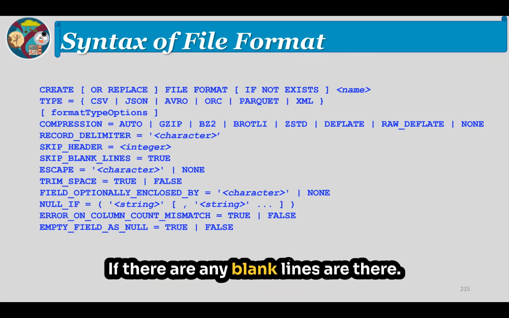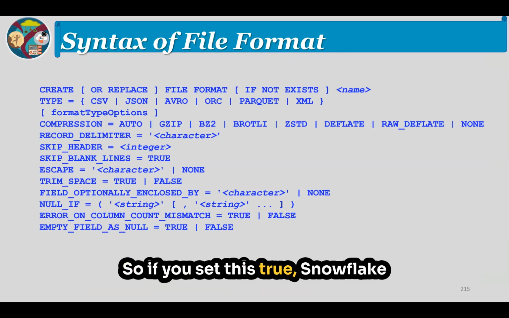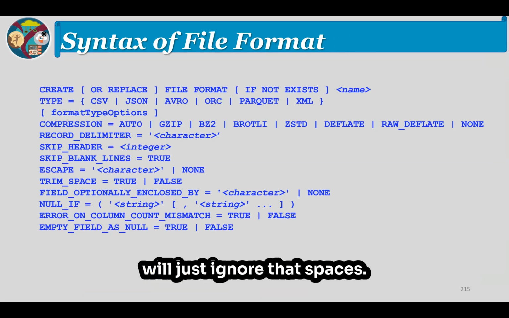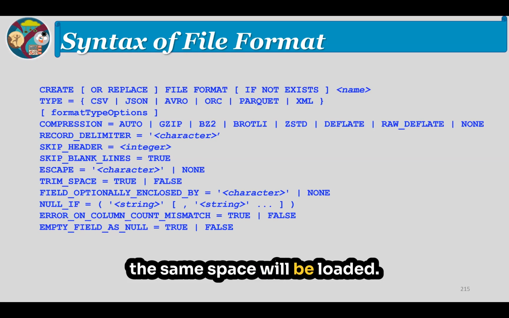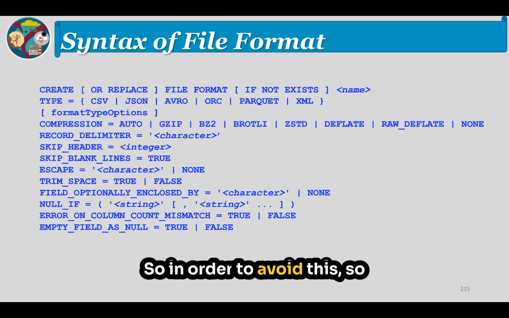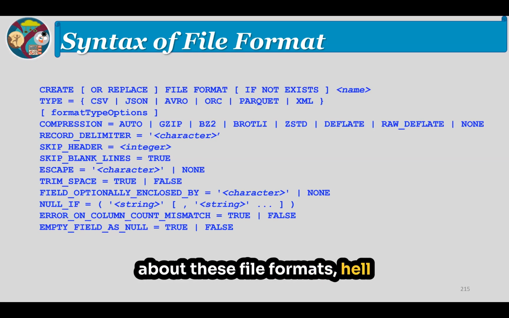Now coming to skip blank lines. If there are any blank lines between the data records, and you set this to true, Snowflake will just ignore those spaces. Otherwise, the same blank lines may be loaded into our table. So in order to avoid this, we use it.